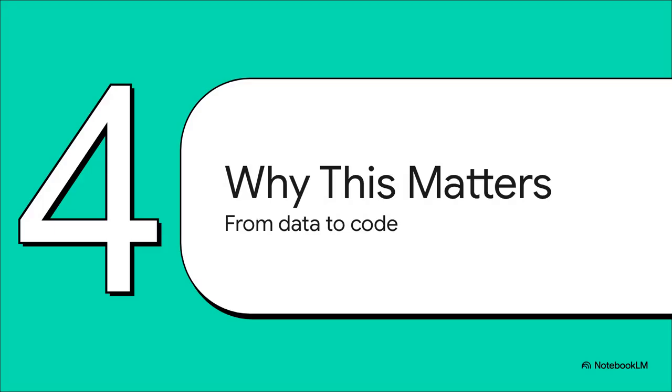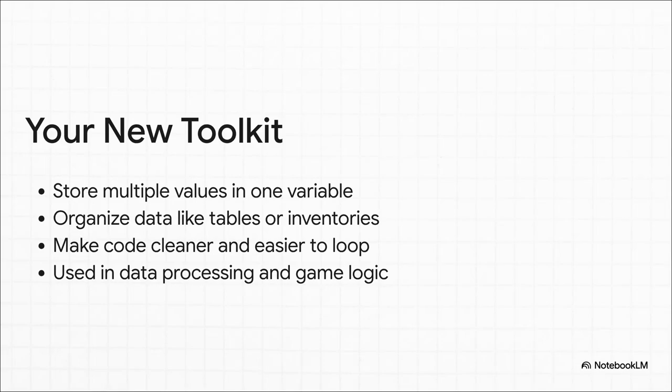So we've gone over how to make and use these lists. But maybe the most important question is why. Why should you even use these things in your code? This is the payoff. This is your new toolkit. Instead of 100 loose variables, you have one neat container. You can organize complex data, like a game inventory, in a way that just makes sense. And that makes your code so much cleaner and easier to manage with loops. Seriously, this is absolutely foundational for almost any program you'll ever write.